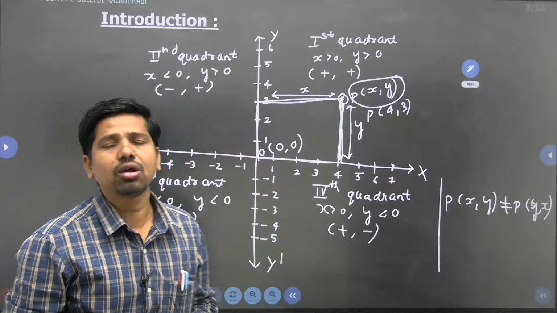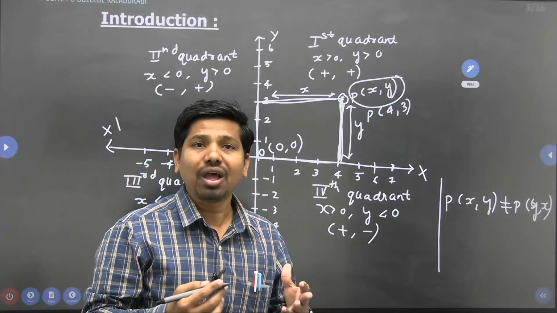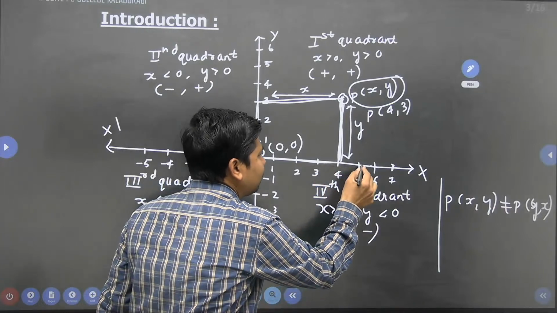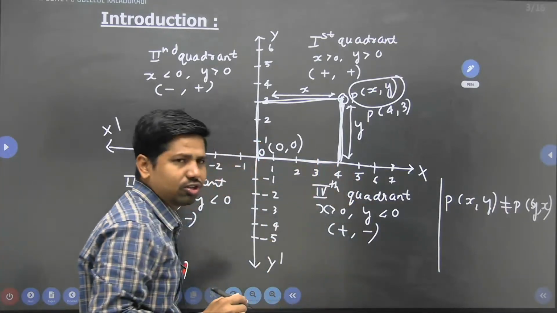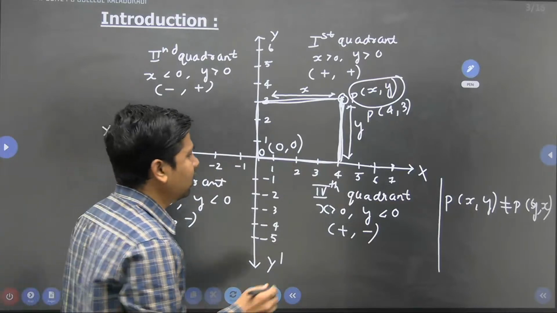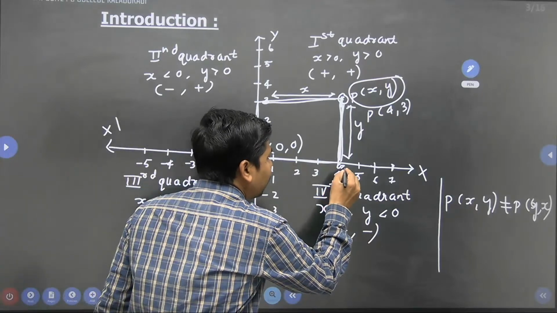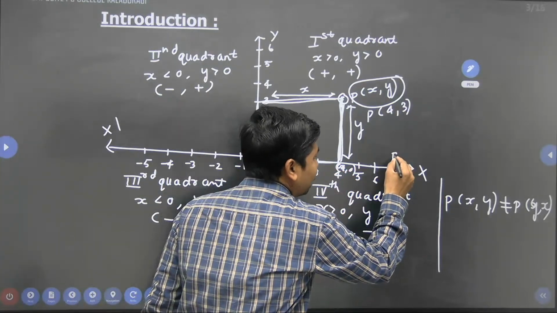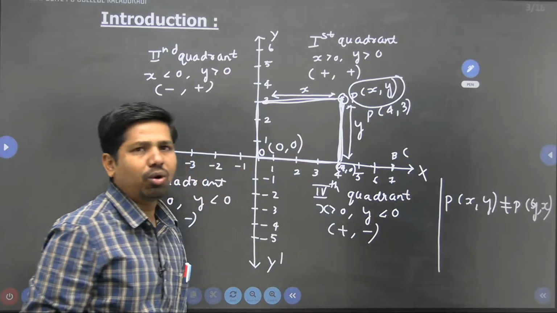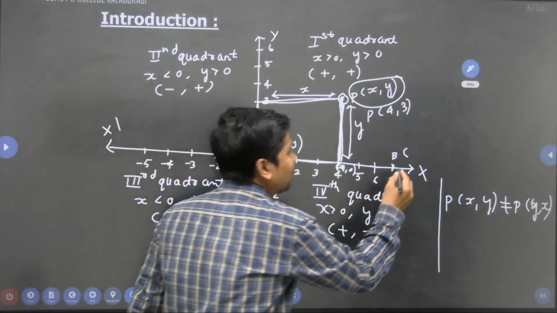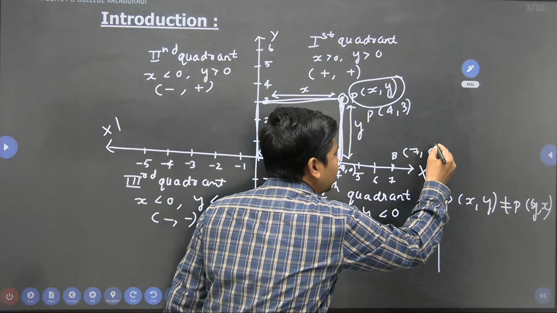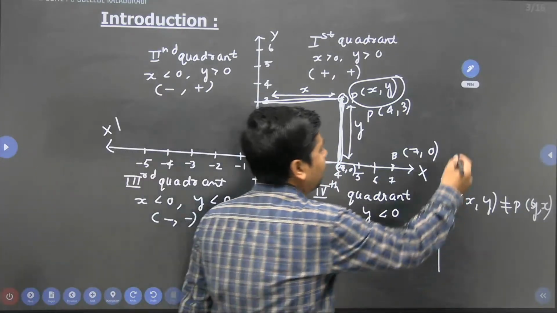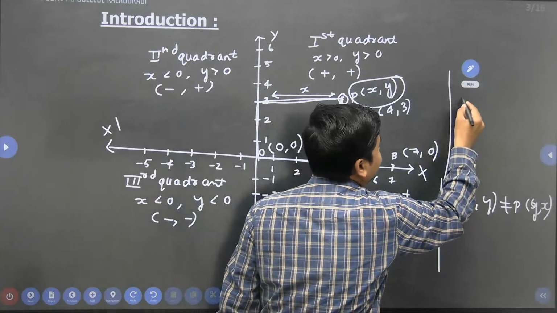And the second point is, how do you represent a point on the x-axis? Let us take this point as 4 comma 0. So this point is on the x-axis, and it is nothing but 4 comma 0, right? And if I take another point, let us say B, this point is nothing but 7 comma 0. So in general, any point on the x-axis is given by what?